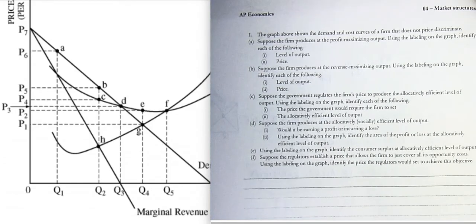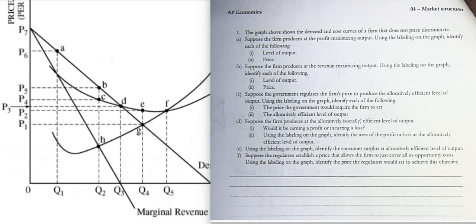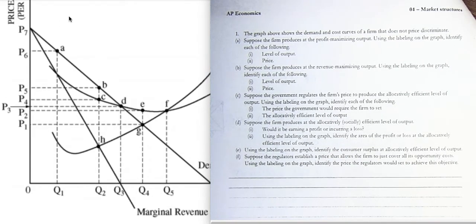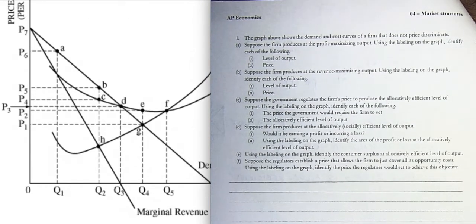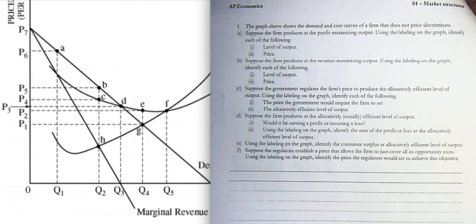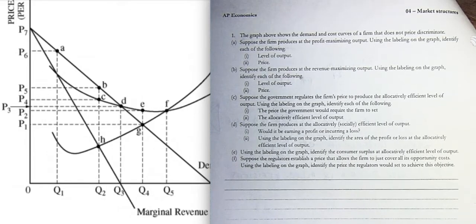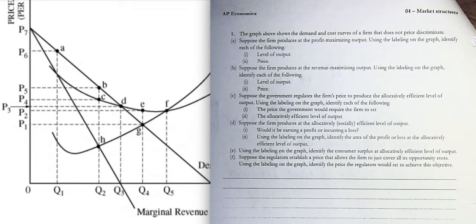A little bit strange because we're actually trying to see the graph that's over on that left side of the screen here. But while we're doing that, I'm going to try to actually show you the problems as well. So the first thing says the graph shows above the demand and cost curves of a firm that doesn't price discriminate. Suppose the firm produces at the profit maximizing output, and using the labeling, identify each of the following.